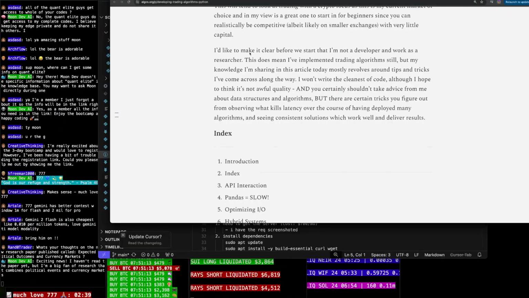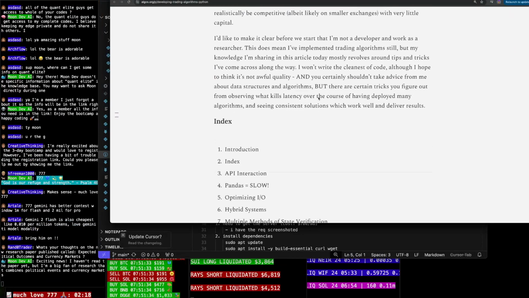I'd like to make it clear before we start that I'm not a developer and work as a researcher. This means I've still implemented trading algorithms, but the knowledge I'm sharing in this article today mostly revolves around tips and tricks I've come across along the way. I won't write the cleanest of code, although I hope it's not awful quality.